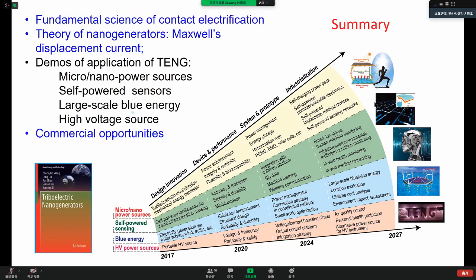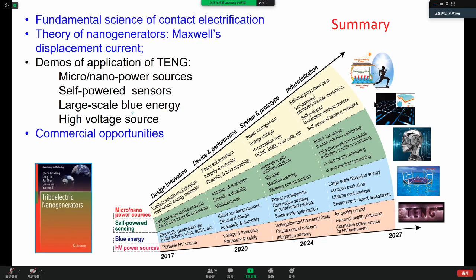Now we have some questions here, so I'll just pick up a few to pass to Professor Wang. So the first question is: is there any limitation for the future application of TNG and blue energy?